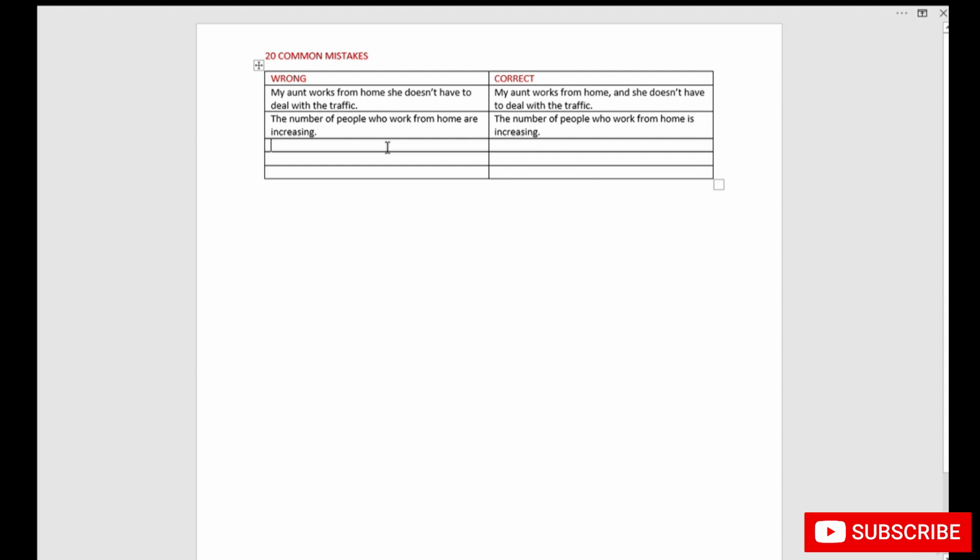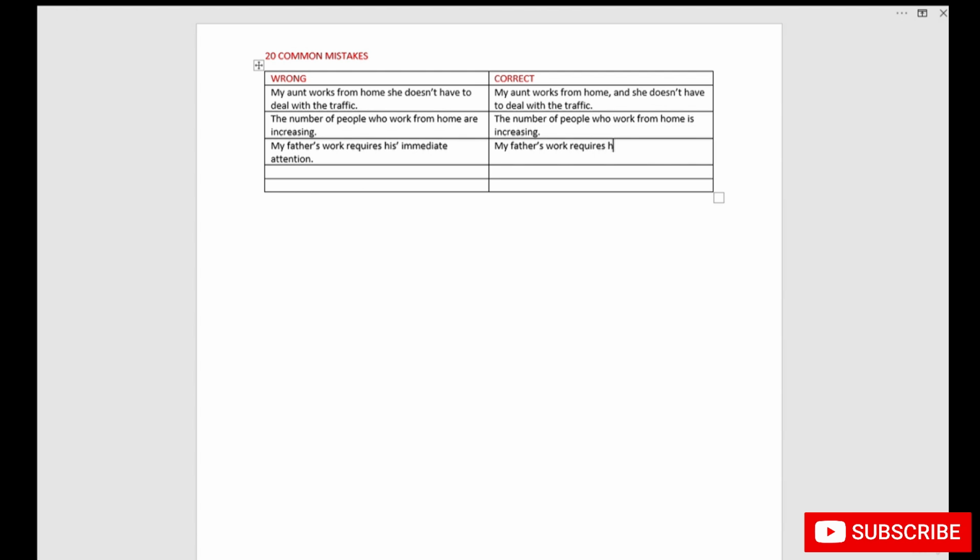This example is going to be about mistaken apostrophe use. For example, my father's work requires his immediate attention. If I put an apostrophe in here, that would be wrong because this already expresses possession. The correct version would be, my father's work requires his immediate attention. When you are using his, her, your, their, you don't need an extra apostrophe. It already expresses possession.